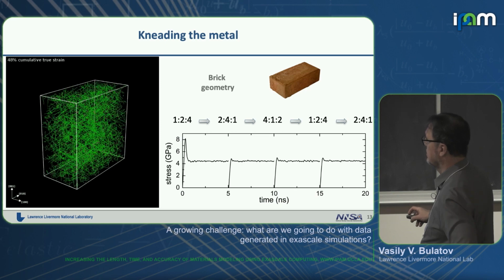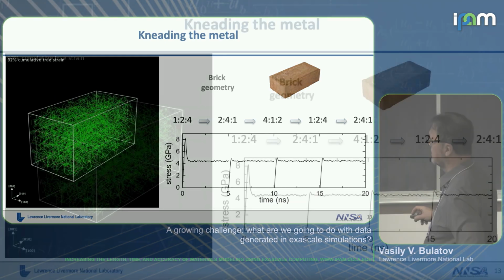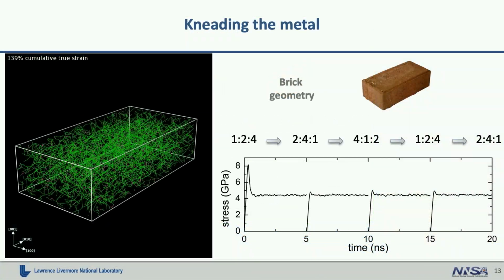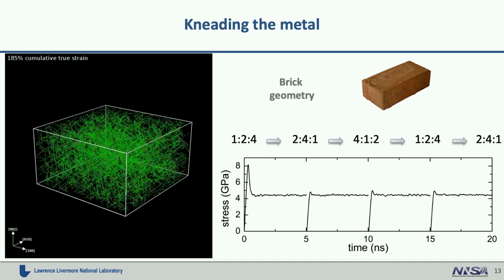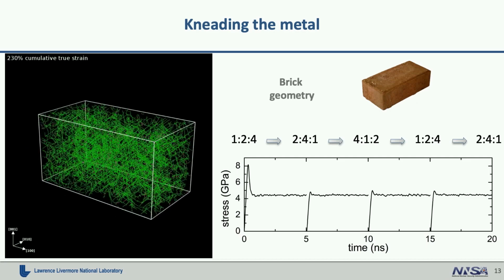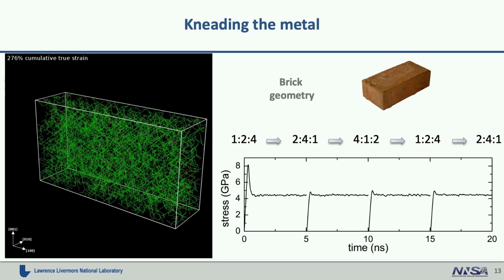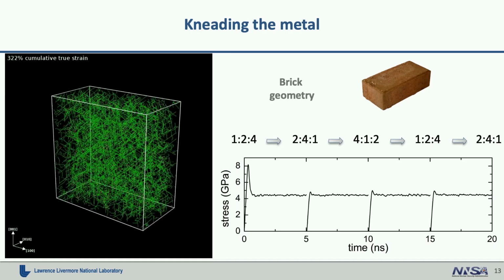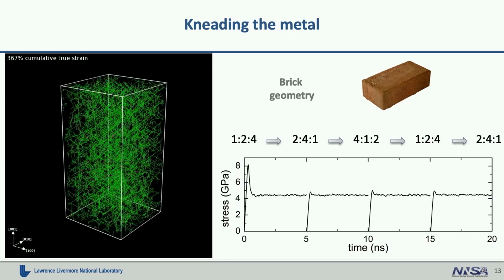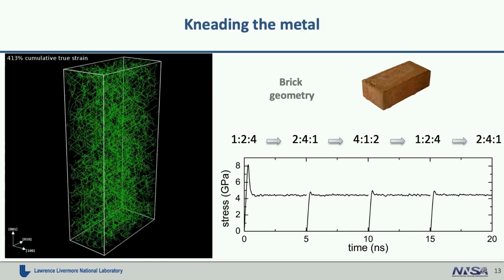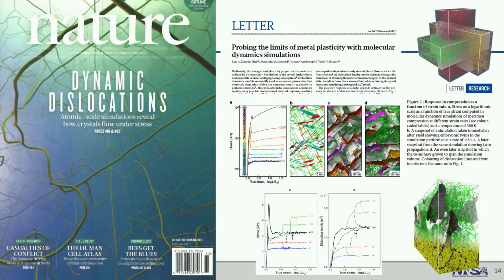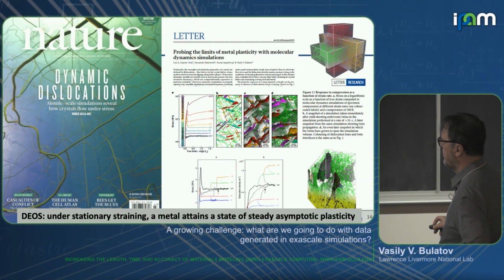And you can do things like this. You can knead the metal. You deform it first along one dimension and then along the other one. What you see is that the stress remains exactly the same over the cycles. We can probably continue it indefinitely. So, to knead the metal. And that was probably the most interesting physical result out of this.